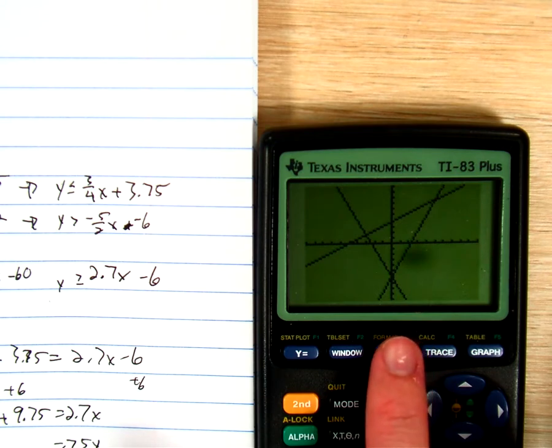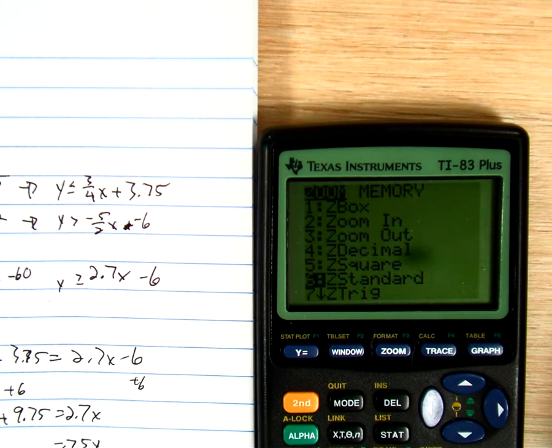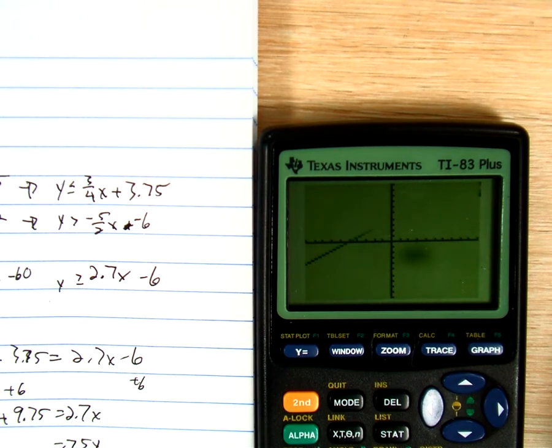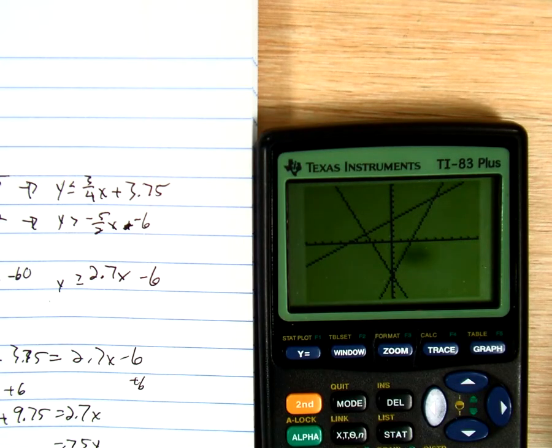zoom down to 6, zoom standard. Now zoom to your standard screen, your -10 to 10 on the Y, -10 to 10 on the X. Okay, so I can see my triangle. That's good. All right, and I want to know where these two cross.